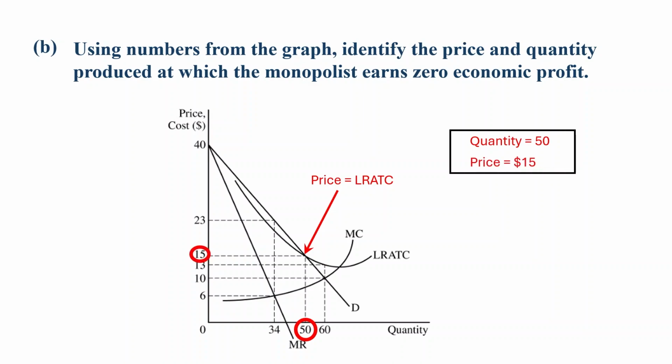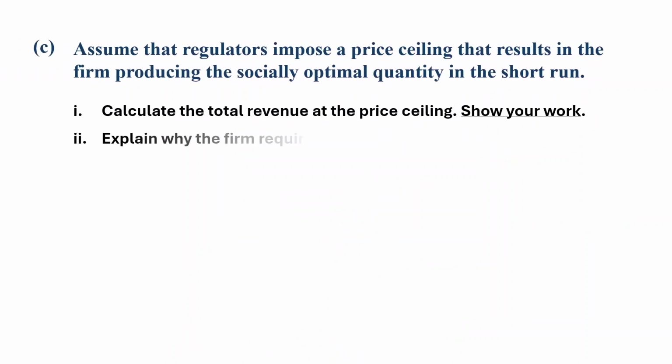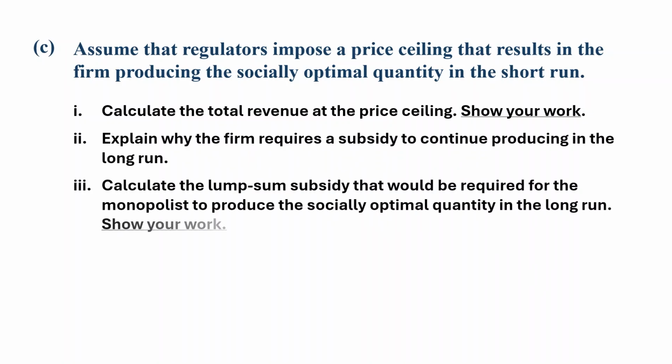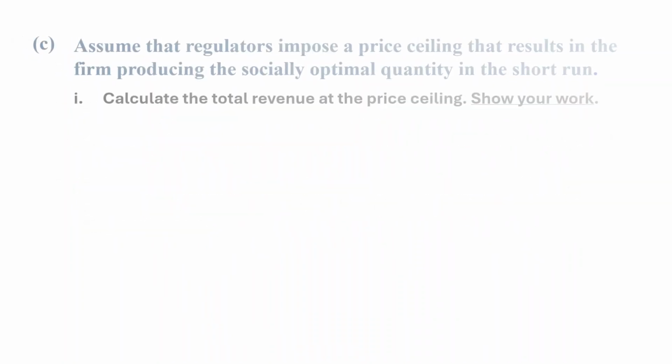This means that the firm is charging exactly what it costs to produce each unit. So the revenue earned from each unit just covers its cost, nothing extra. When total revenue just covers total cost, it means economic profit is zero. So the answer to this question would be that the monopolist earns zero economic profit when quantity is 50 and price is $15. Now we move to part C. This question has 3 subparts. We will discuss each one step by step.